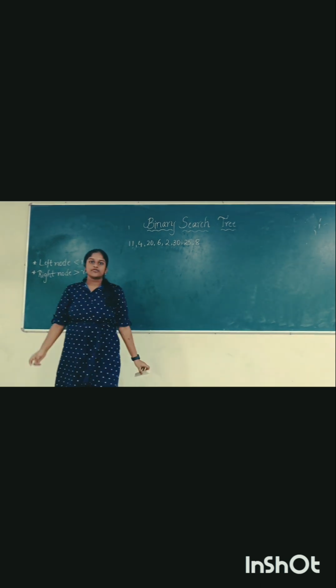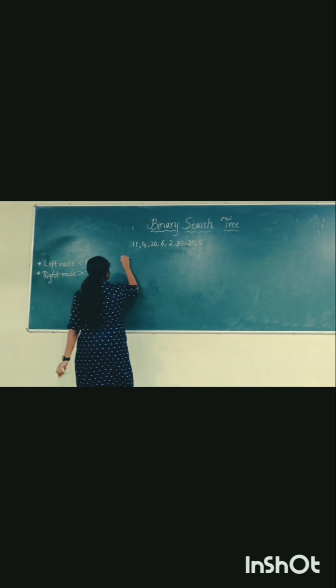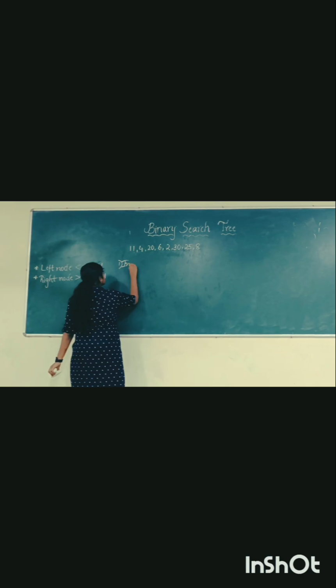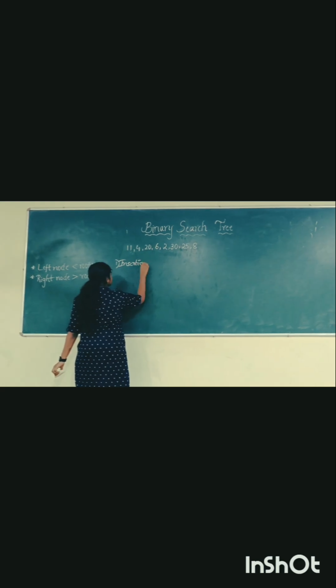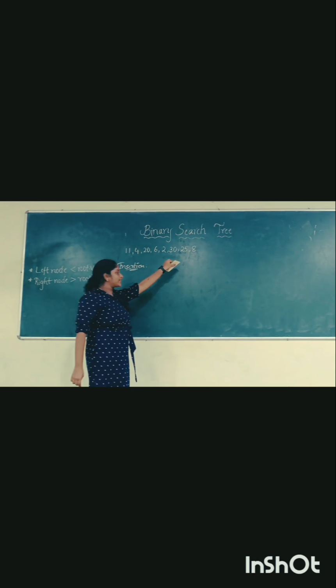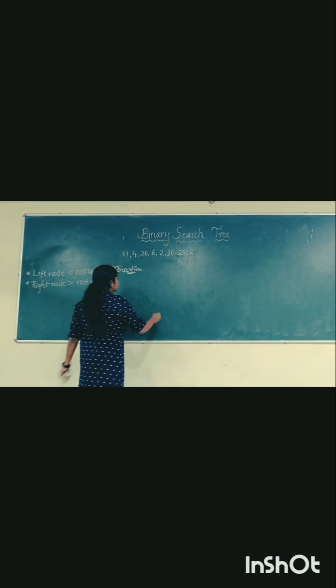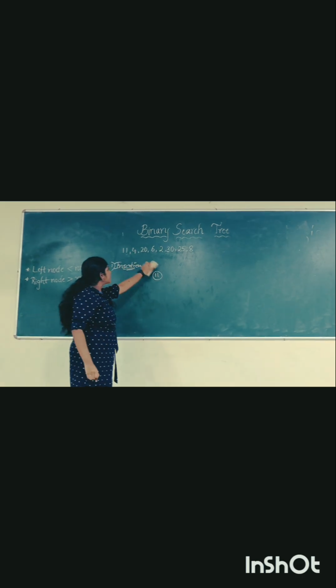Let me discuss some of the operations on binary search tree. The first one is insertion. Insertion. So let us take these elements, and the first element is 11. So we should directly insert the 11 here. And the second element is 4.